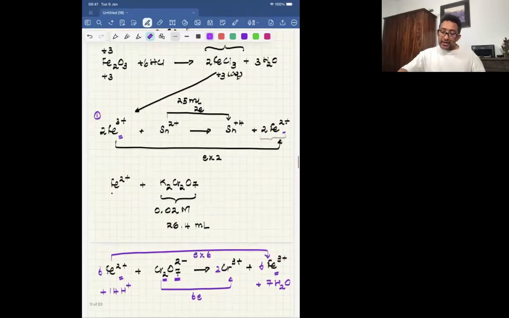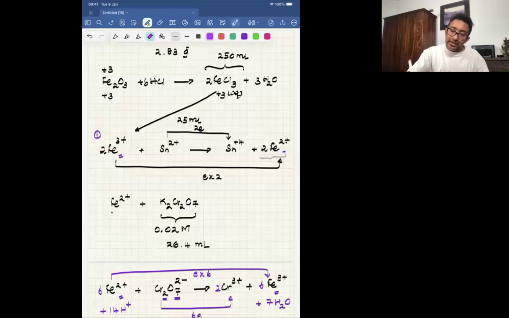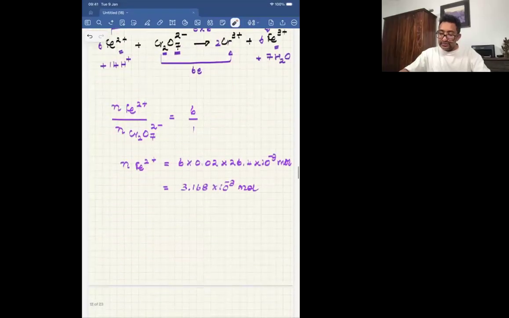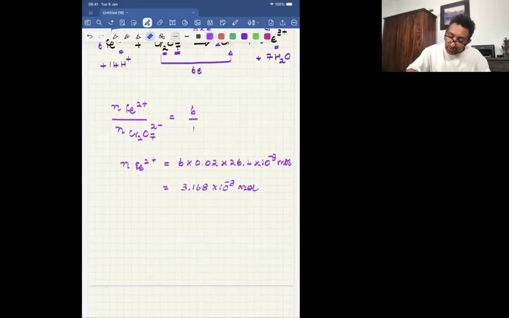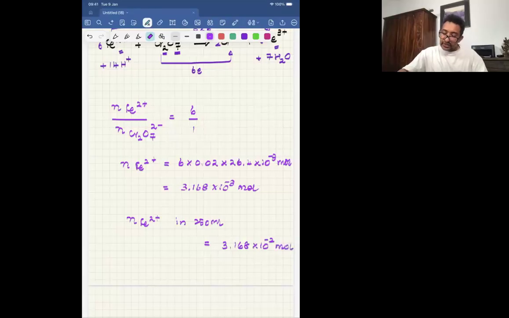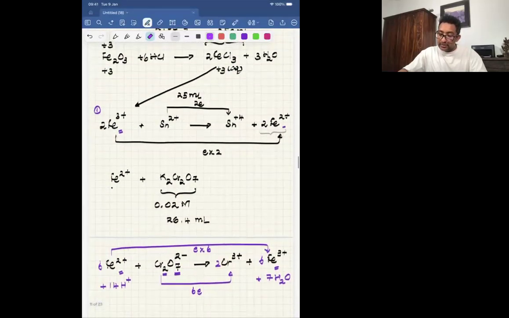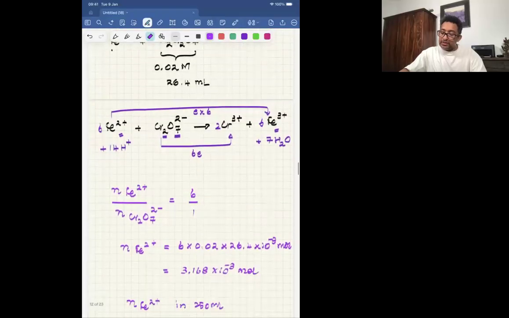Now, how much did we titrate? We titrate only 25 milliliters. The actual sample is 250 milliliters. So let us look at the number of moles of Fe plus 2 in 250 milliliters. How much is that? 3.168 times 10 to the power minus 2 moles. That is Fe plus 2. That is the number of moles of Fe plus 2.